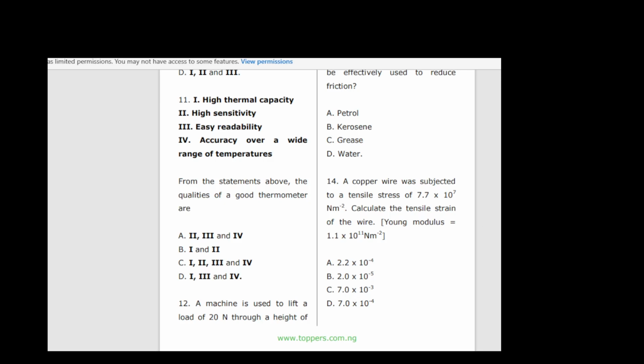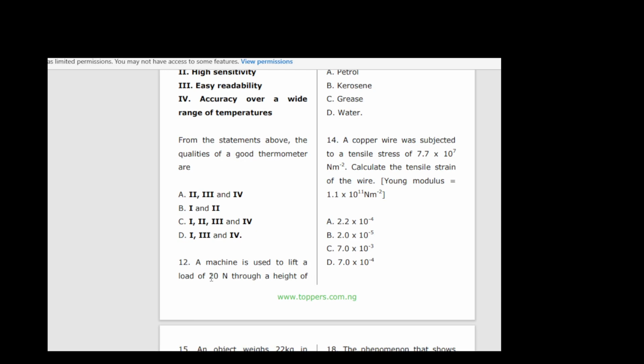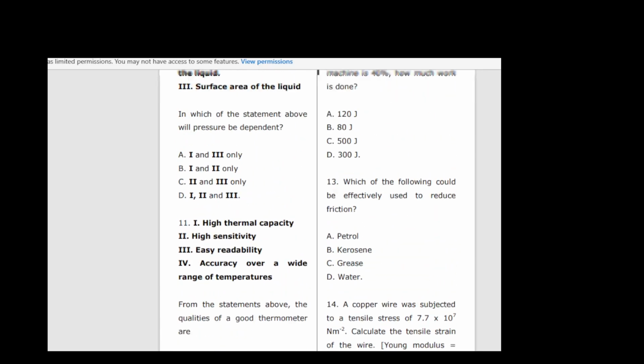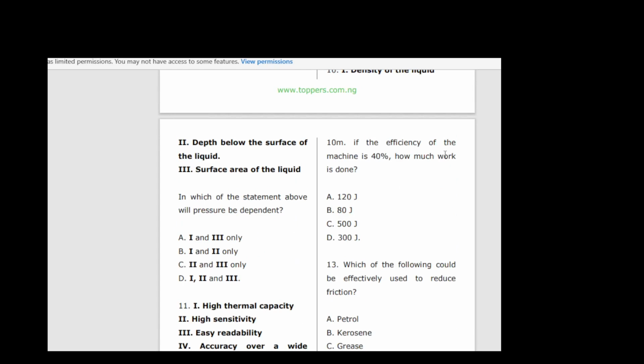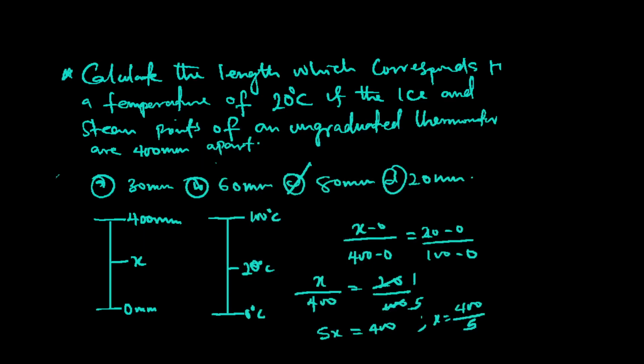Okay, so our next question is going to be on machines. Number 12. A machine is used to lift a load of 20 Newton through a height of 10 meters. If the efficiency of the machine is 40%, how much work is done? So when we come back, we look at machines as a topic. We are going to resume class at 15 minutes to 3.